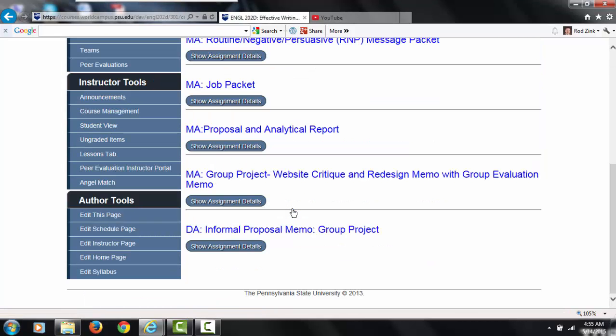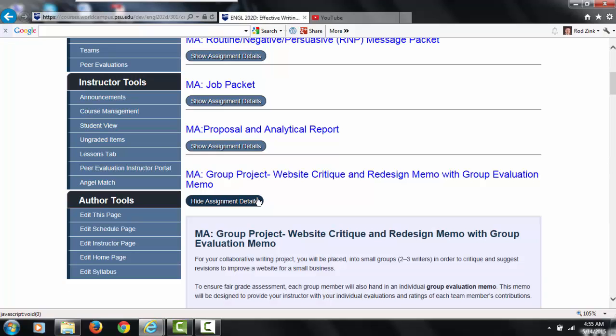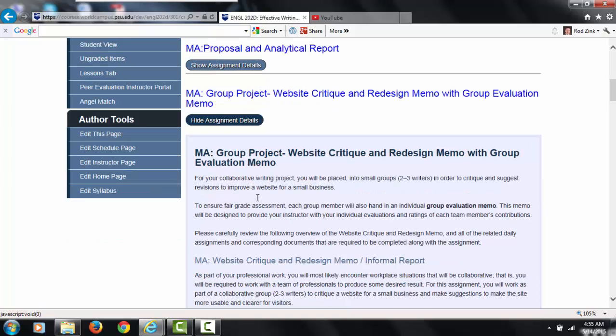Now that you've had a chance to look over the group project assignment prompt, let's spend some time reviewing some of the most significant aspects of it in order to better prepare you for the work ahead of you and your fellow group members in the coming weeks.